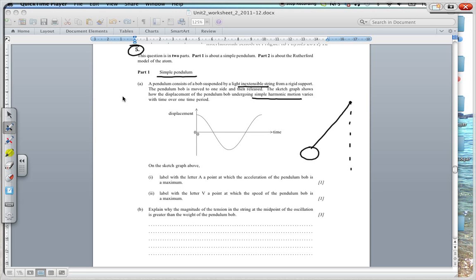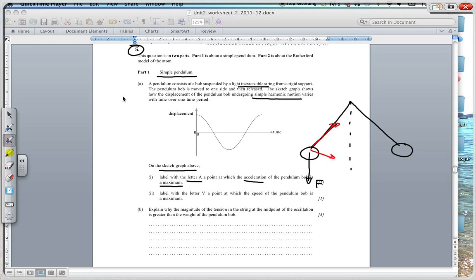So on the sketch graph above, label with the letter A the point at which the acceleration of the pendulum bob is at a maximum. Now, the acceleration will actually be the greatest at the two furthest points, because at that point over there you've got a force due to mg, and you've got another force. Let me use a different color. You've got the tension there, and it produces a resultant force in that direction.